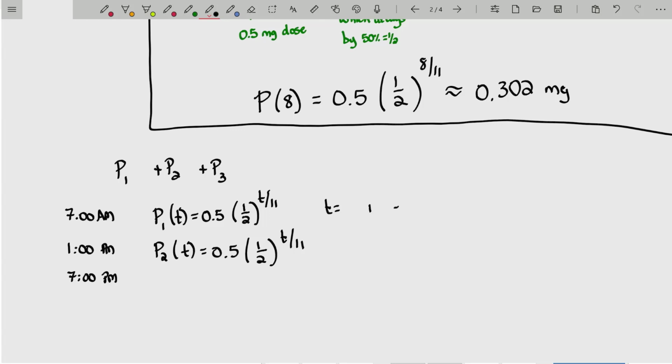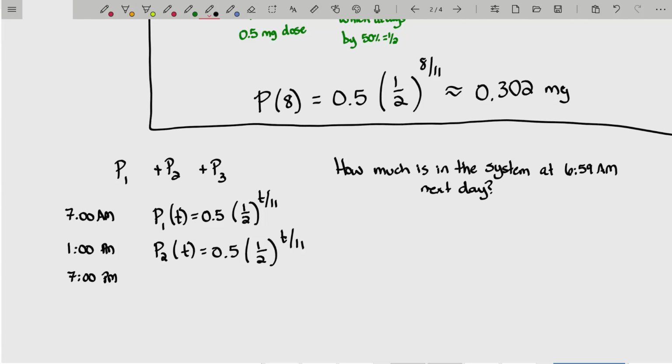But if that's the case, then we want to know how much is in the system just before you take the pill the next day. So you just want to know how much of that chemical is in your body after a full day of taking the pills, 24 hours later, just before you take your 4th dose. So an easy way to do this is just to say, okay, well, I want in this first case to find out what P of 24 is, because that's how much of this initial dose will be remaining. So I'll just do 24 elevenths there.